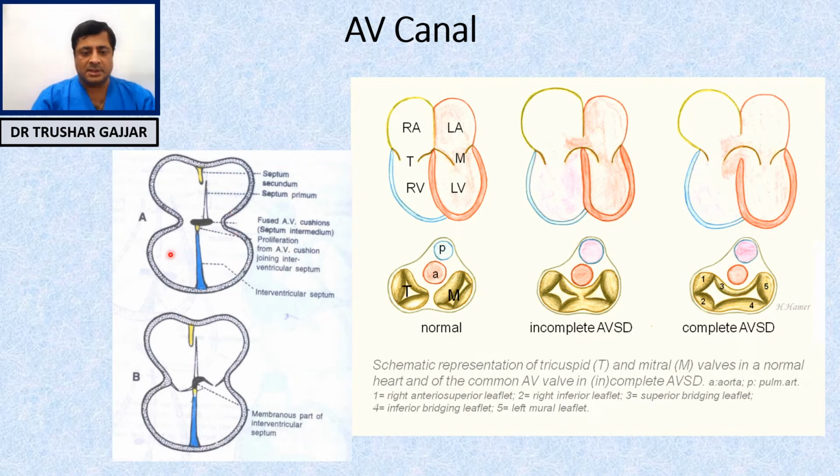So this portion is absent here. Now this is the normal heart. Here is the ostium primum ASD, or partial AV canal, and this is the complete AV canal.